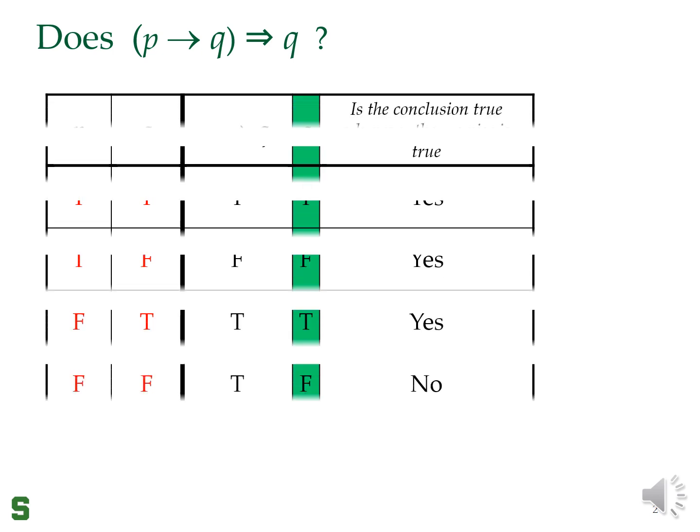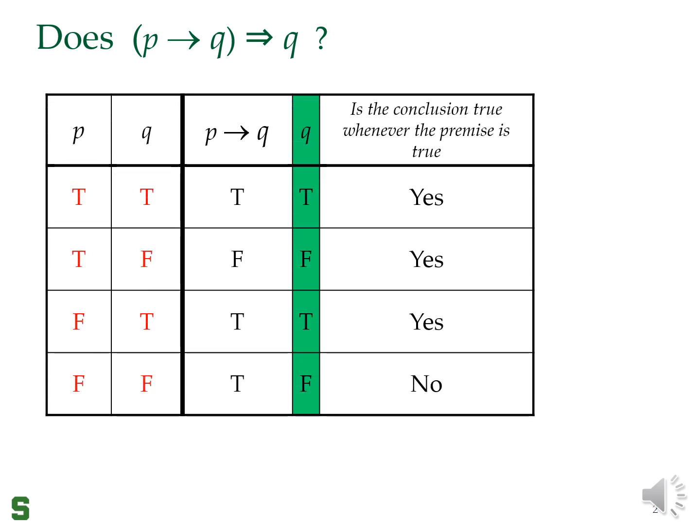I have one instance here, the last row in particular, where the premise is true but the conclusion is false. That means this is an invalid proof, because I don't ever want a situation where premise is true but the conclusion is false. I want to make sure that that never happens.